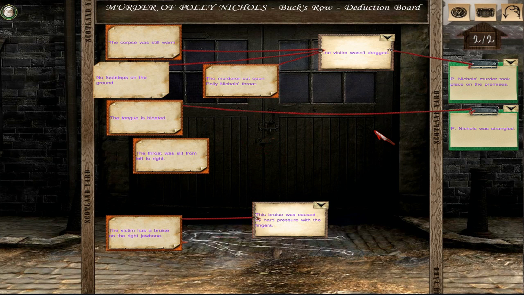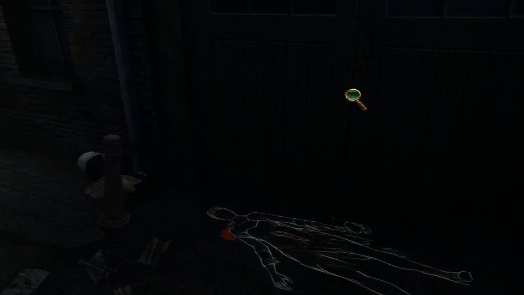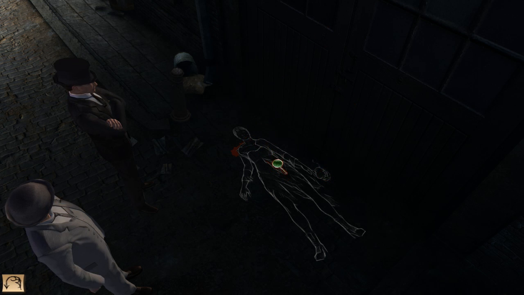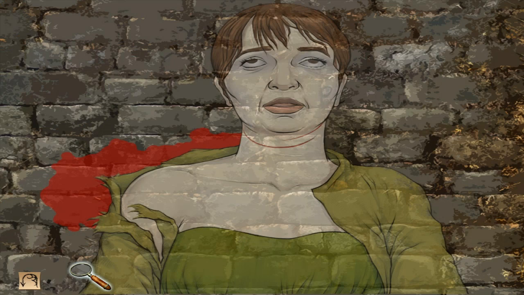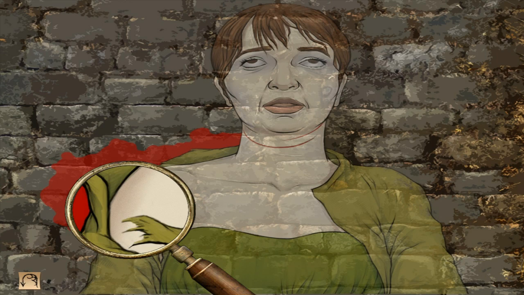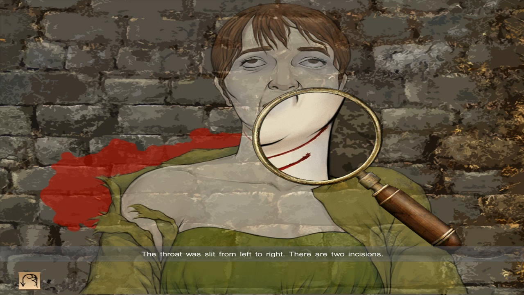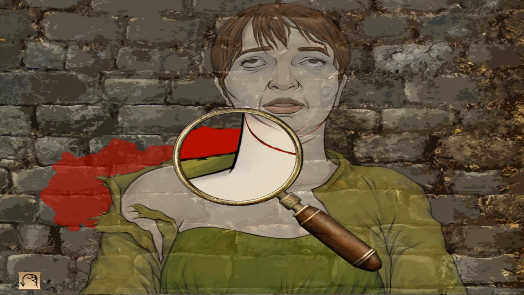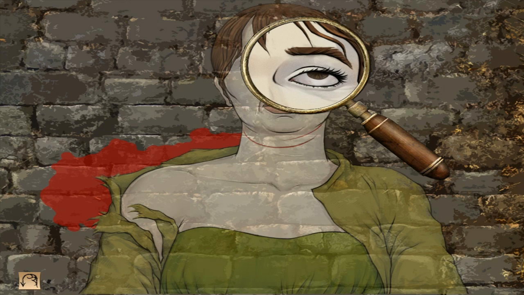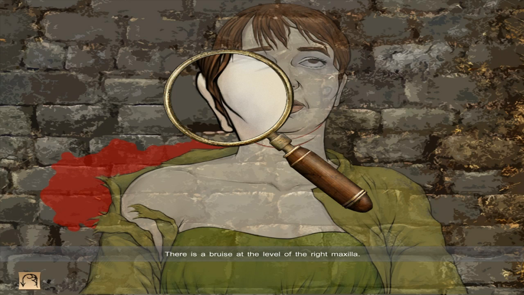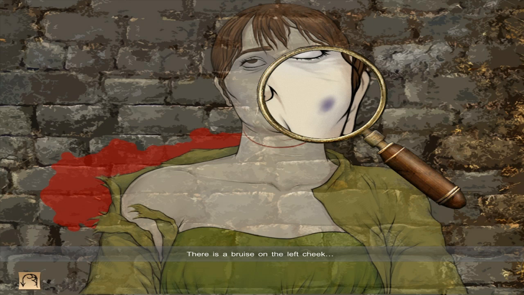Right, that's not taking us anywhere. We still have some. The body was still warm. Let's look at this poor woman. The throat was slit from left to right. The tongue is swollen. There is a bruise at the level of the right maxilla. There is a bruise on the left cheek.